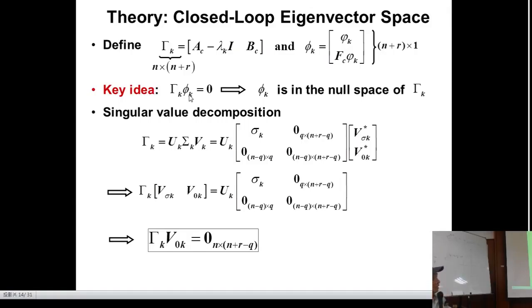So how can I solve this null space? We must use singular value decomposition to do that. Before singular value decompositions were invented, this technique was not available.